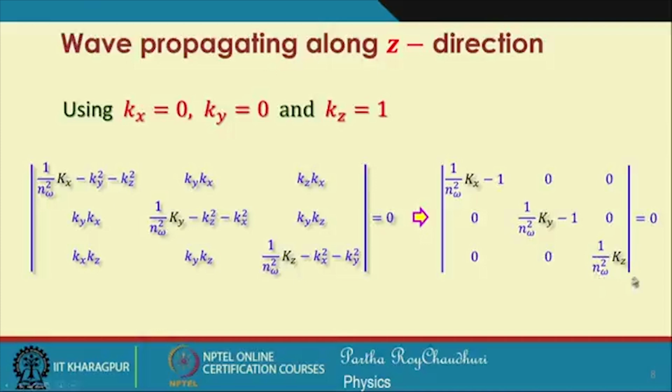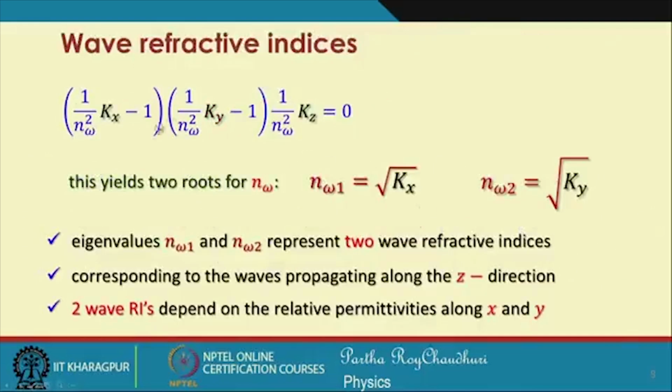Because this quantity does not have any minus 1, this into this into this is the product of these three quantities. Now if you multiply these, this will yield 2 roots of n omega, because this quantity will be put equal to 0, or this quantity will be equal to 0, or this will be equal to 0. But in any case n omega is not 0 in general, because we are looking for a finite value solution, and kz cannot be 0. So, this quantity cannot be 0.